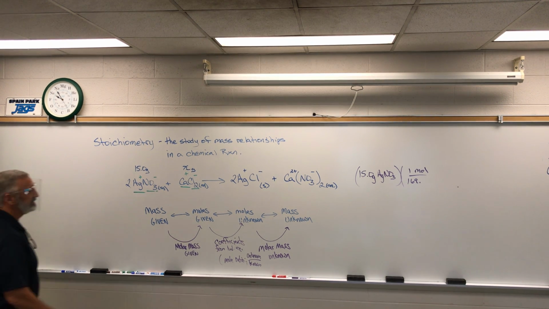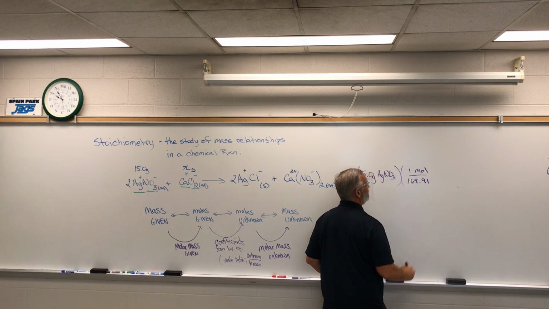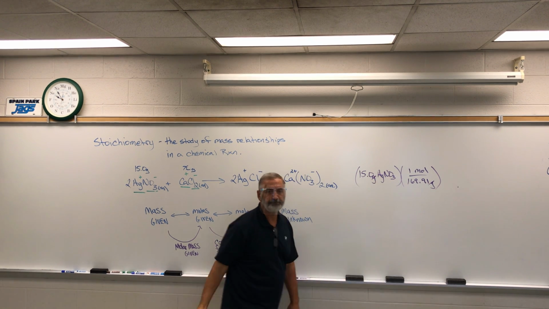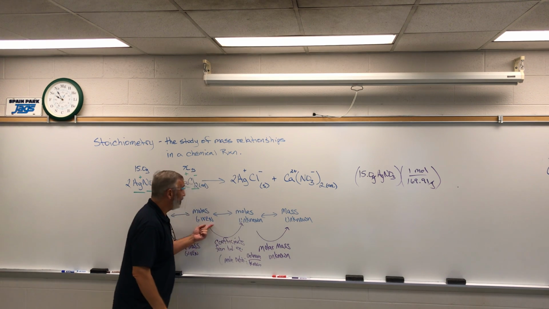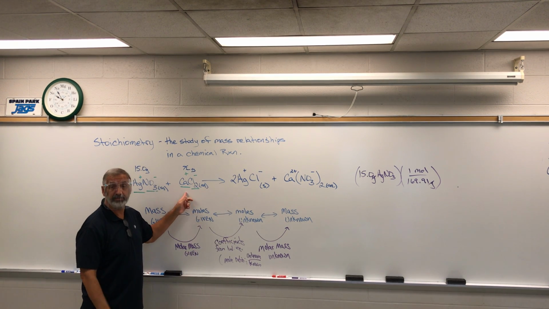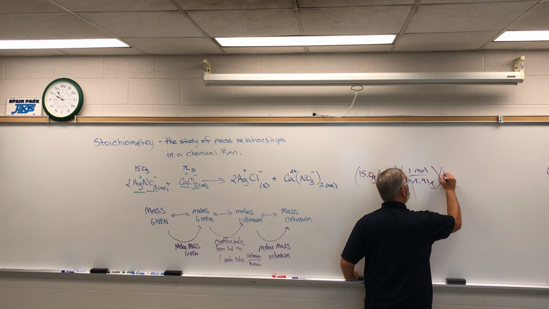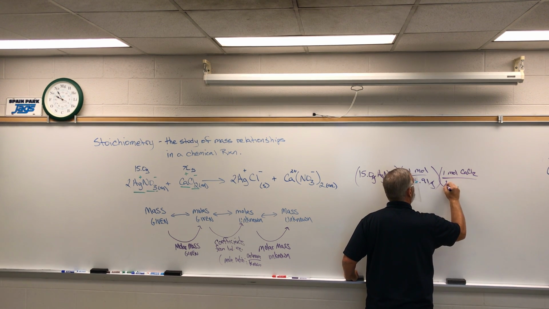107.9. So it's going to be 0.91, okay, grams. If I stop right there, what do I find? Moles of silver nitrate. So now I need to go to moles of the thing I'm looking for, calcium chloride. So what's my ratio? 1 over 2. And go ahead and say 1 mole of calcium chloride for every 2 moles silver nitrate.